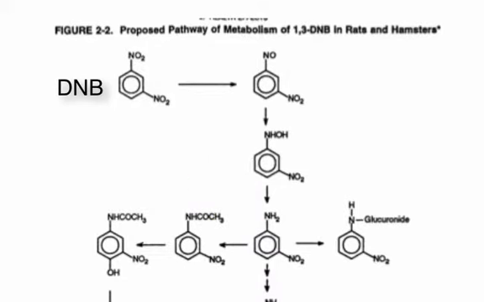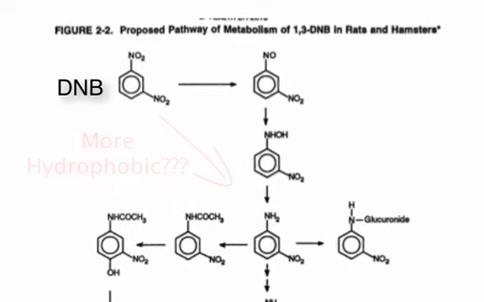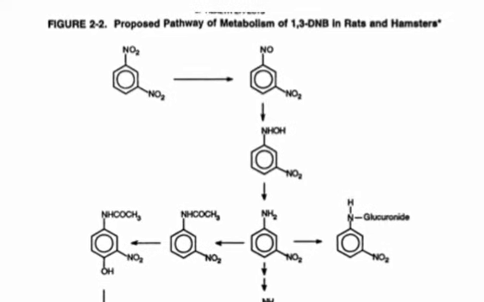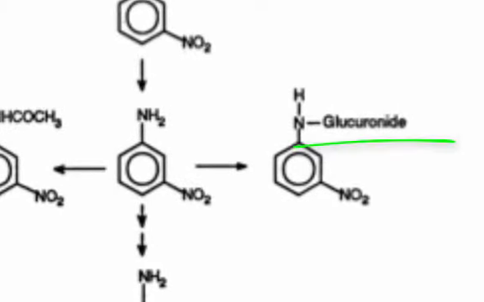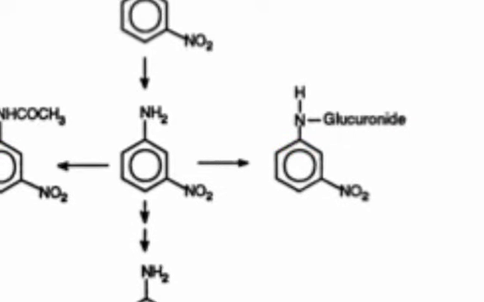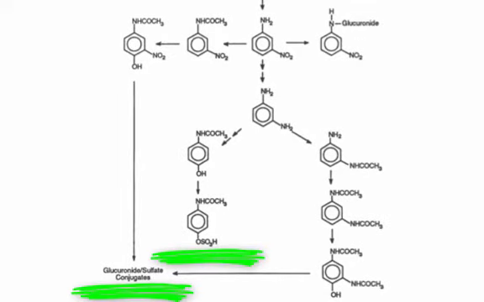Now, one might wonder, why is metabolism making dinitrobenzene more hydrophobic? Shouldn't metabolism make toxins more hydrophilic to favor excretion? Well, the answer is that even though phase 1 metabolism is making DNB more hydrophobic, it's acting as a setup to precede phase 2 metabolism. Nitroaniline can undergo phase 2 metabolism and be conjugated to glucuronic acid. Nitroaniline can also be further oxidized or reduced to ultimately undergo sulfation or glucuronidation conjugation.